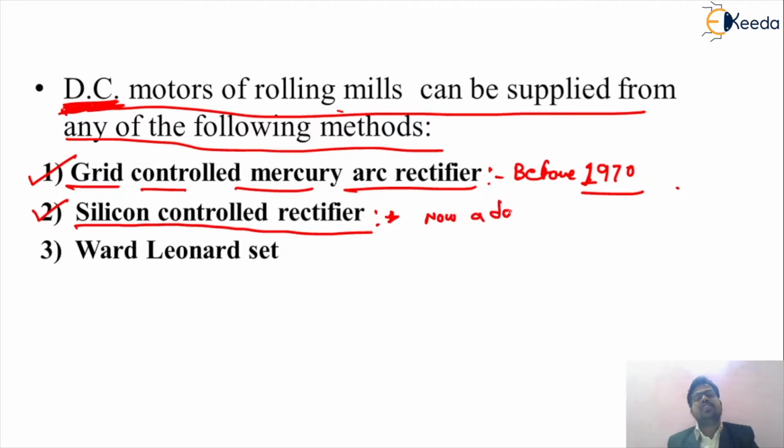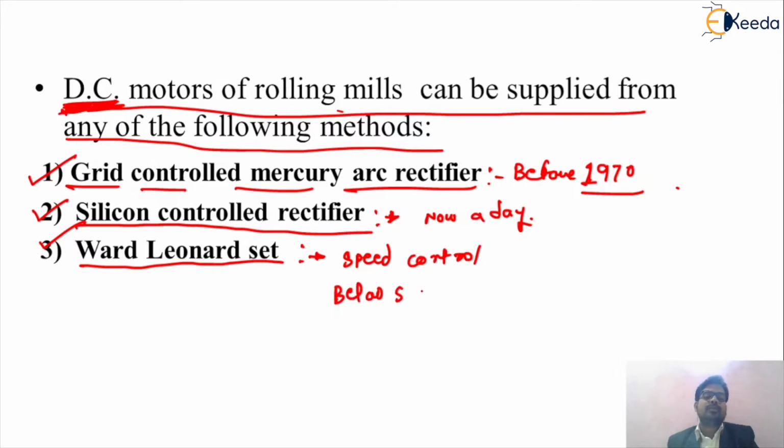So nowadays we are using the SCR controlled rectifier system, and for the reversible type of drive, we have to use the Ward Leonard set. The Ward Leonard set will be preferred for speed control, below the base speed and above the base speed, in the steel rolling mill. So these are the different methods by which we can get a DC supply to that particular DC motor.